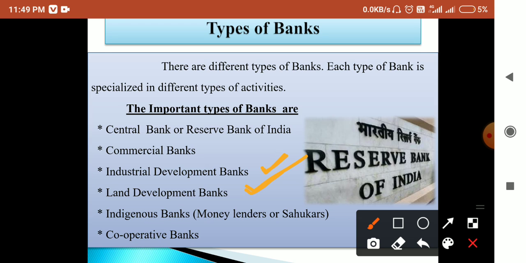Next one is indigenous banks, which means some moneylenders and sahukars or finance corporations. Last but not least, cooperative banks, which means a committee or a person or a group started a cooperative, and they work like banks. That is called a cooperative bank. For example, Krishna Gramina Abhivruddhi banks, KGB, PKGB, Pragati Krishna Gramina Bank, etc. So these are all the main types of banks in our country.